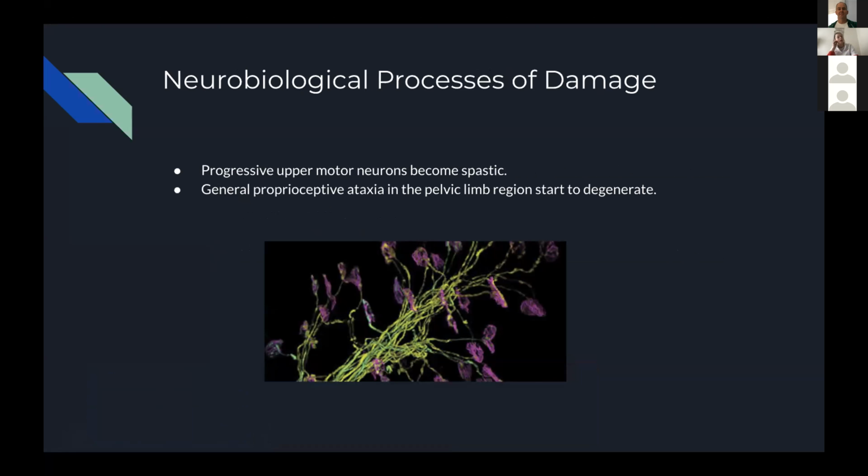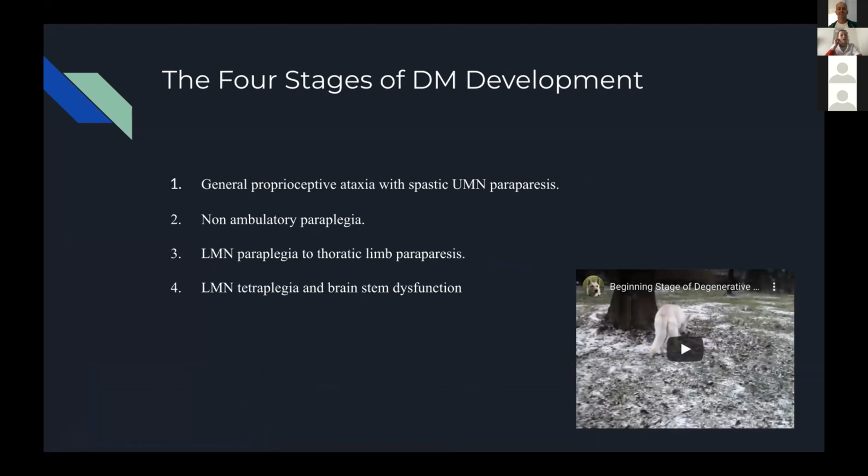The process of damage, and how you see the symptoms start to present, starts with progressive upper motor neurons becoming spastic. Then you see the general proprioceptive ataxia in the pelvic limb region start to degenerate. That's when you really start seeing the loss of motor function, and then the symptoms start to portray themselves. There are 4 stages of DM development. I have a short video that I can show you where you can see the beginning stages of the DM development, which I'll show in a second.